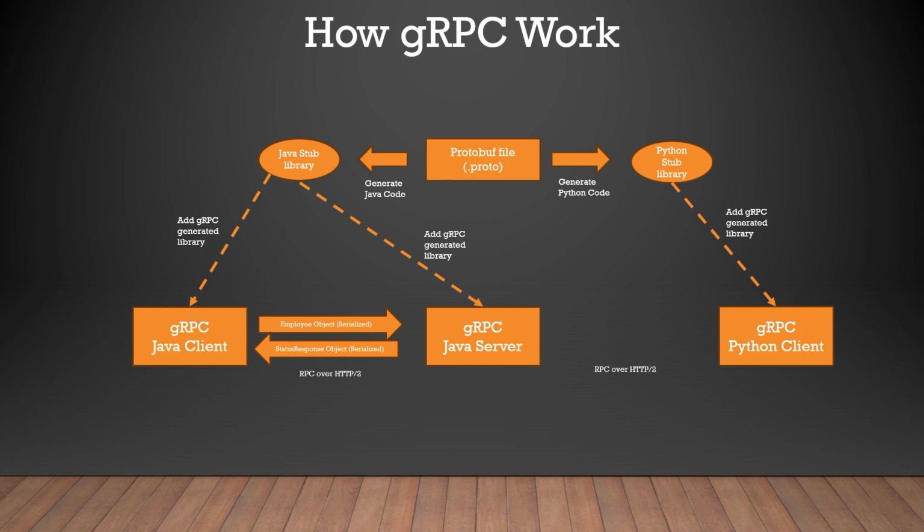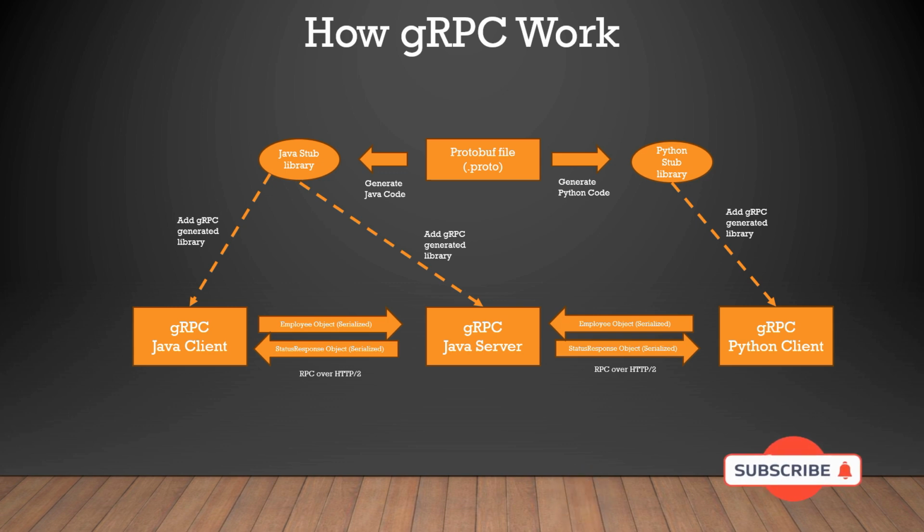In the same way, Python also sends the employee object. It's a serialized employee object sent to the Java server. The Java server will deserialize it, process it, and send the status response in a serialized manner. This will be deserialized in the Python client and consumed. This is the way the gRPC process works. Next, we will see how to create a gRPC server and client using Java.